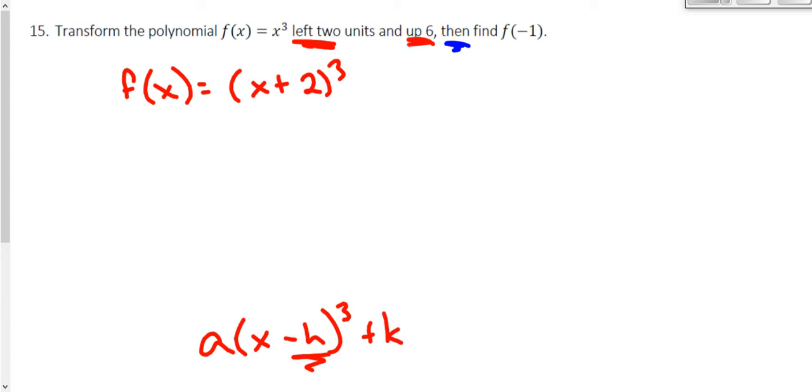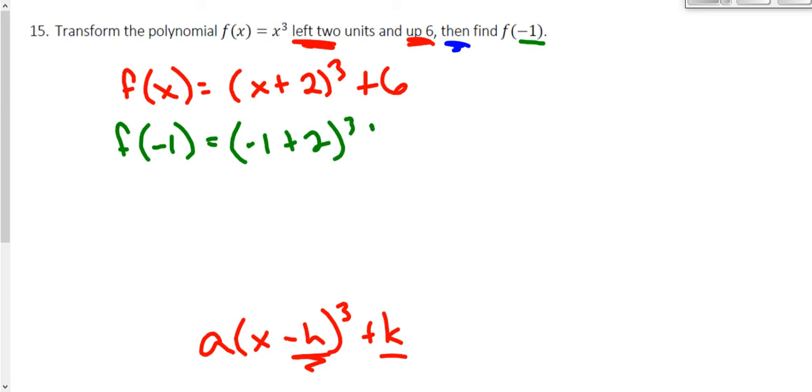And my last job is going to be to find f of negative 1. So f of negative 1, I'm just going to plug that in. Negative 1 plus 2, cubed, plus 6. Negative 1 plus 2 is just 1. 1 cubed is just 1. So 1 plus 6 is 7. Final answer for that problem.